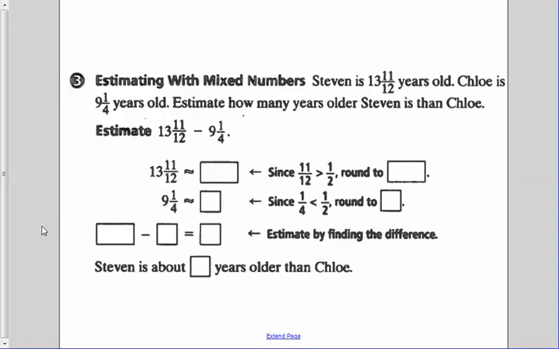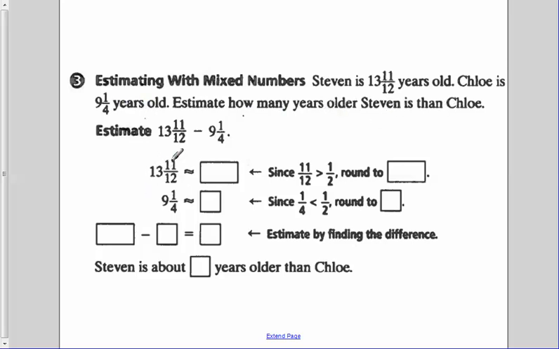And our third example here: Stephen is 13 and 11/12 years old. Think of 12 as our denominator, because there's 12 months. Chloe is 9 and 1/4 years old. Estimate how many years older Stephen is than Chloe.